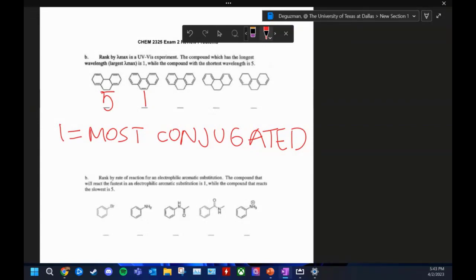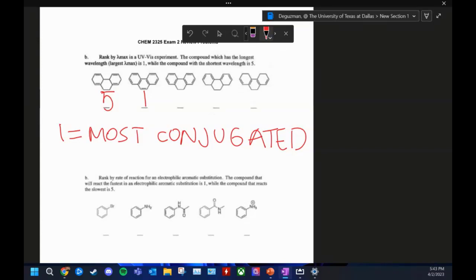So the first one does not have conjugation, right? Conjugation you identify by looking for those alternating double bonds versus your number 1, everything is conjugated. You actually see 3 aromatic rings, right? Can someone else give me 3, 4, and 5?